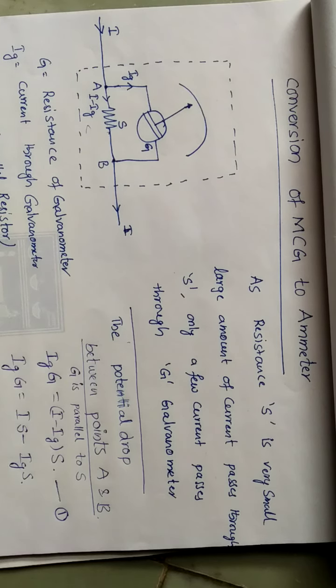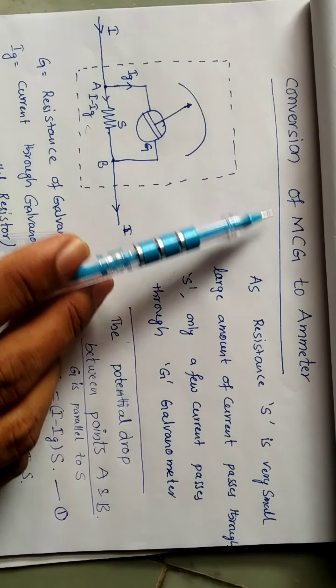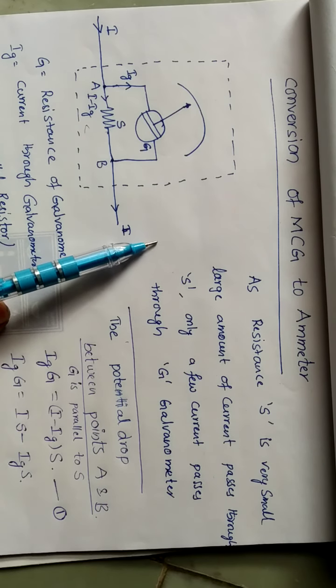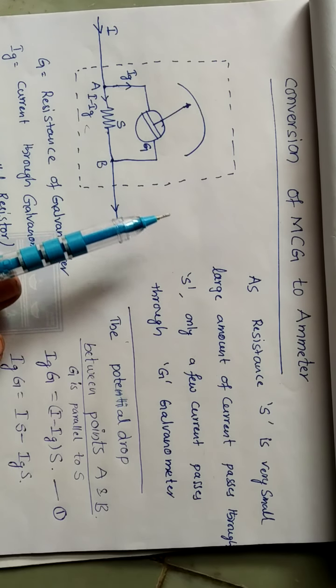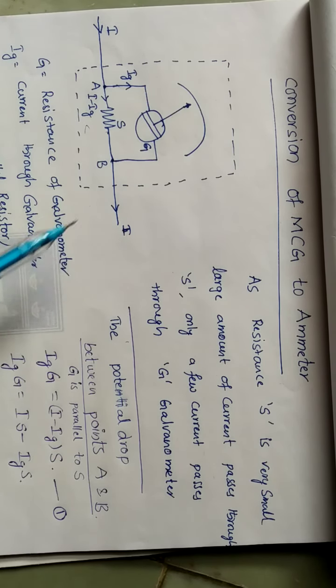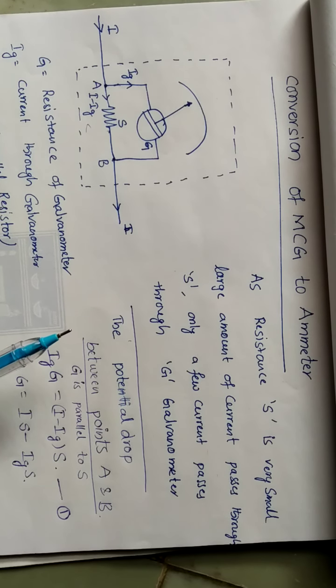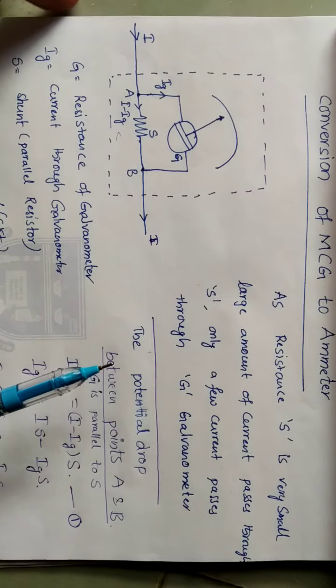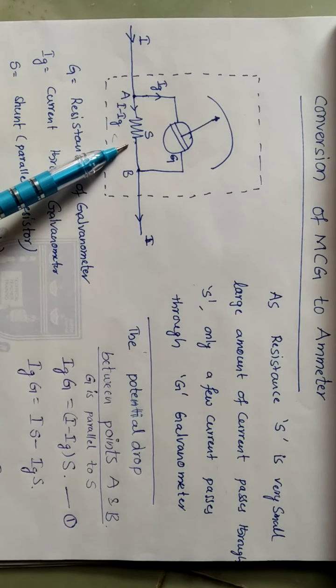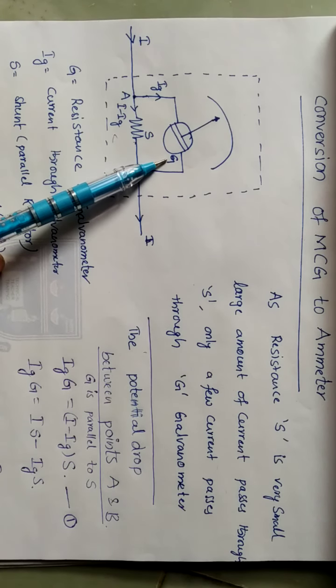Hello students, in this video we study the conversion of a moving coil galvanometer to an ammeter. We have studied the moving coil galvanometer and learned that it is very sensitive, which means it cannot allow a large amount of current to flow through it. Here we make it possible to convert it into a device that measures large currents. The basic idea is to attach a small resistance in parallel to the galvanometer.